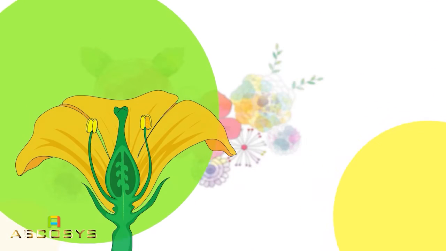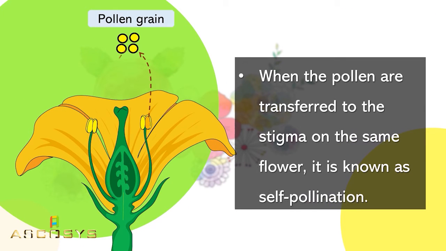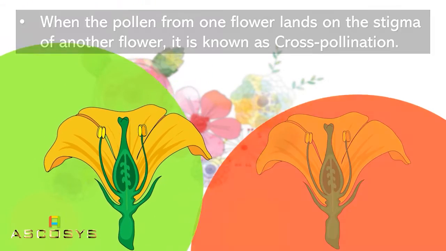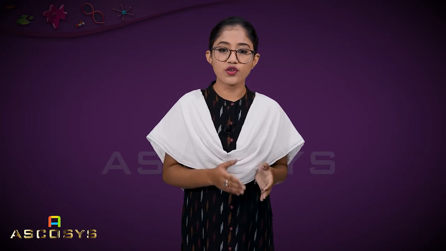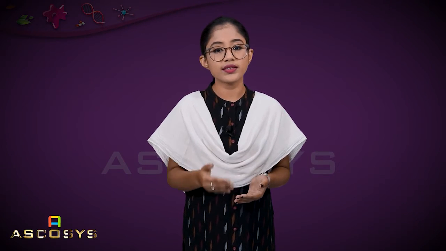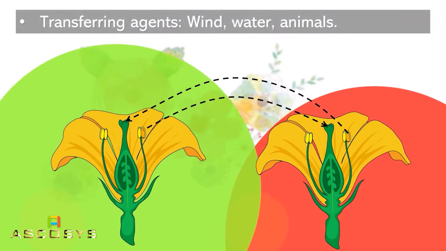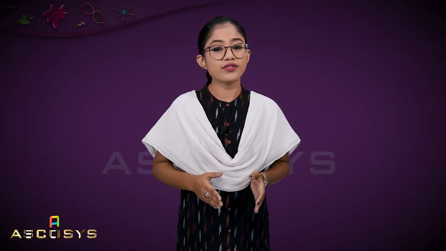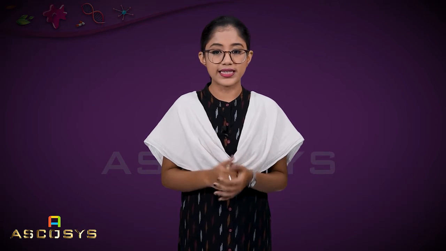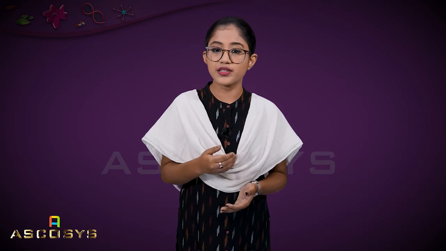So when the pollen are transferred to the stigma of the same flower, then we call that as self-pollination. Whereas when the pollen from one flower lands on the stigma of another flower, then we call that as cross-pollination. And this transfer of pollen from one flower to another flower is achieved by some agents like wind, water or animals.